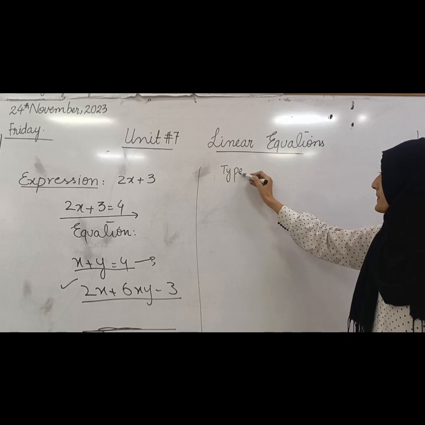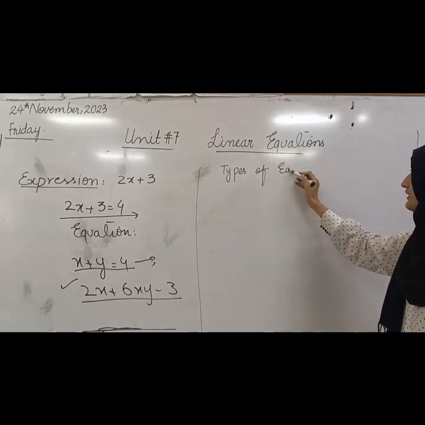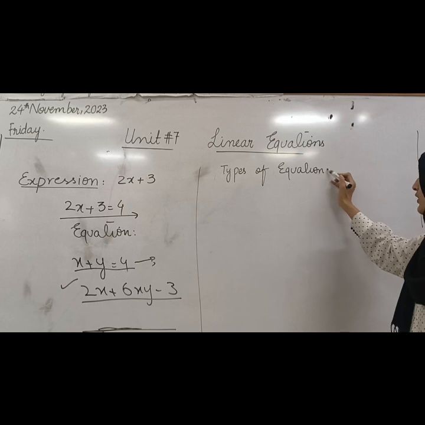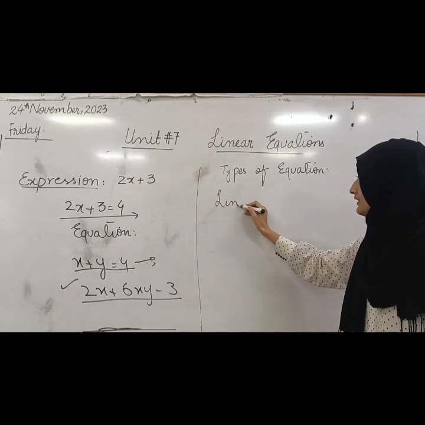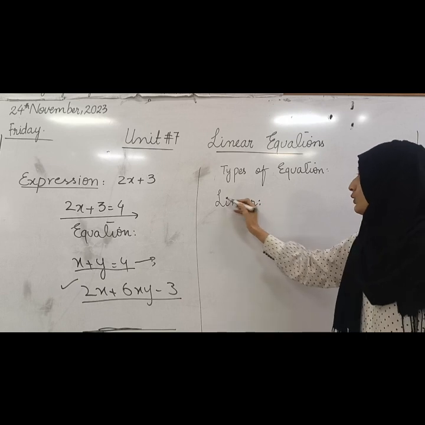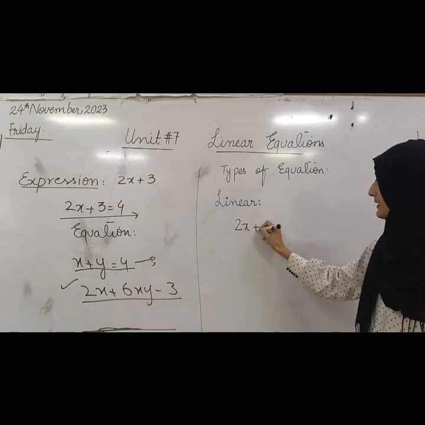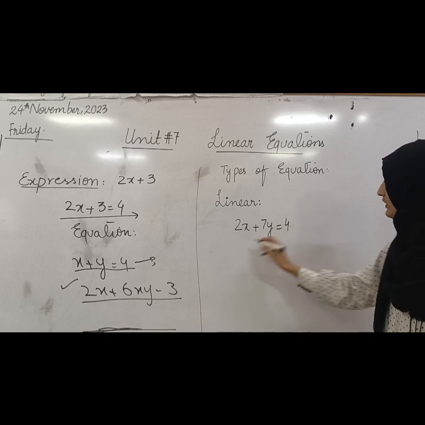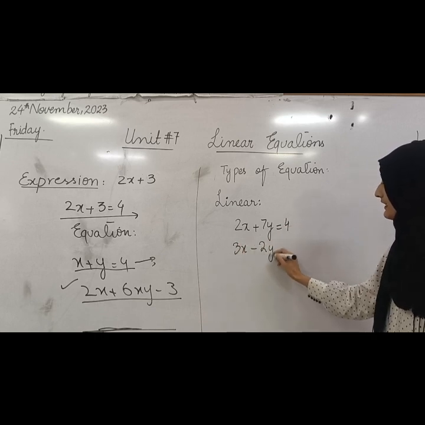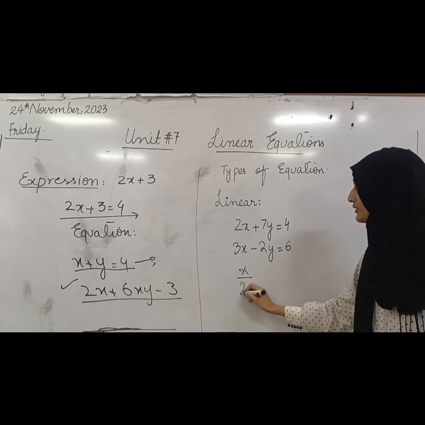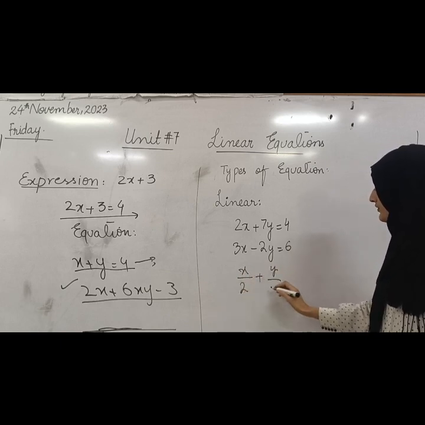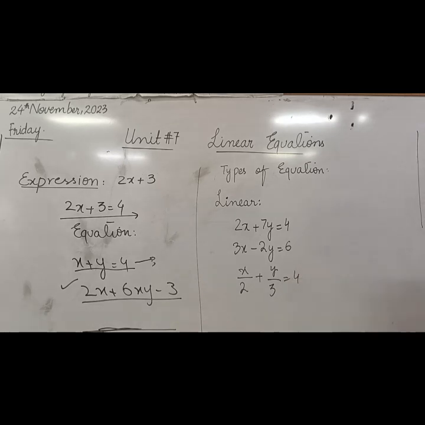Types of equation. First one is linear. What is a linear equation? Equations having degree 1. For example, 2x plus 7y is equal to 4, 3x minus 2y is equal to 6, x over 2 plus y over 3 is equal to 4. These are linear equations. What is meant by degree?